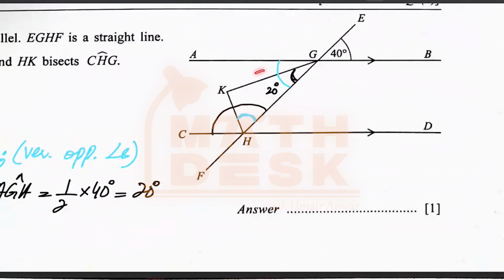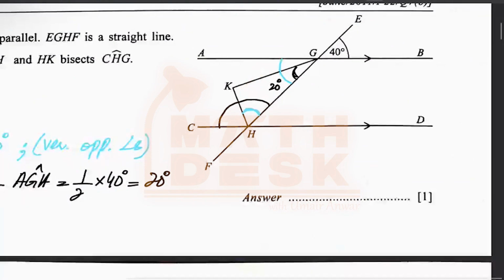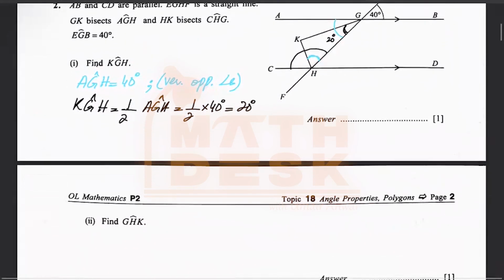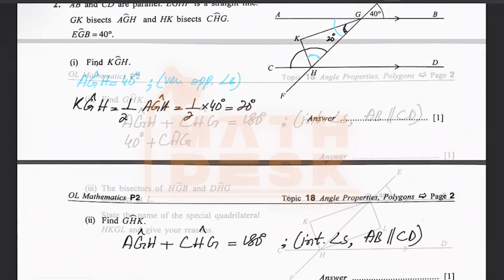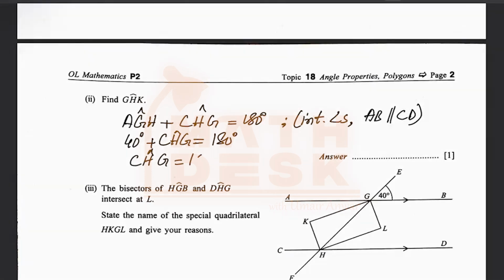So I'm writing angle AGH plus angle CHG equal to 180 degrees because these are interior angles, and AB is parallel to CD. Now AGH is 40 degrees. So CHG would come out to be 140 degrees. Half of it would be equal to the required angle.